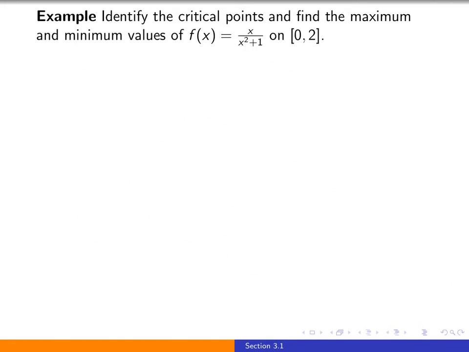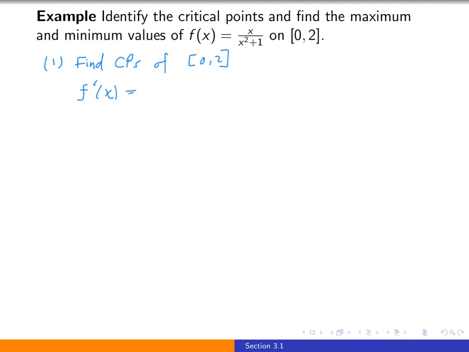So let's go through another example. Let's find the critical points and determine the maximum and minimum value of our function, x over x squared plus 1, on the interval from 0 to 2. So once again, our first step is to find the critical points of our function on the interval from 0 to 2. So in order to find those critical points, I differentiate my function and then set it equal to 0 and solve. So f prime of x, we are differentiating a quotient, x over x squared plus 1, so we apply the quotient rule.